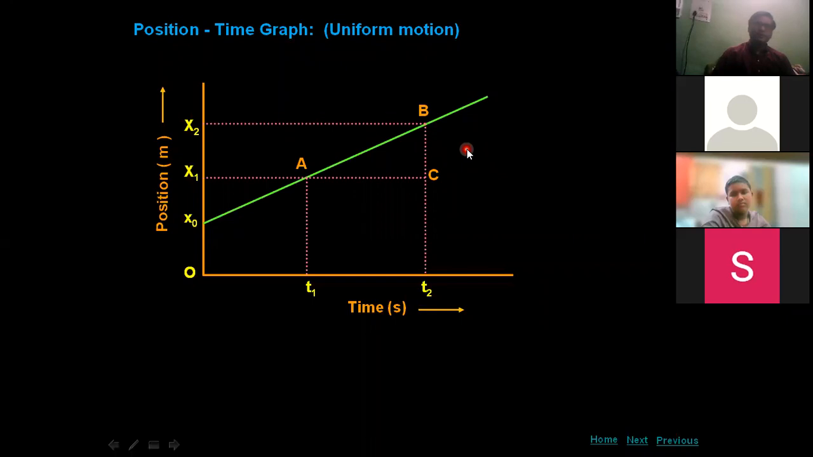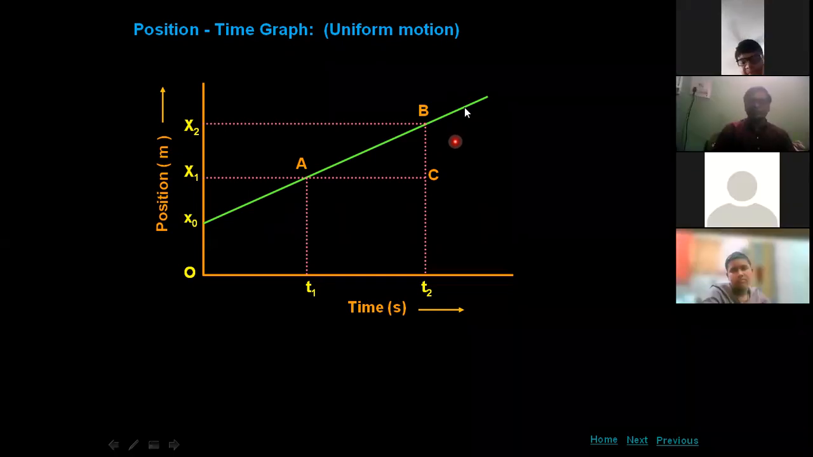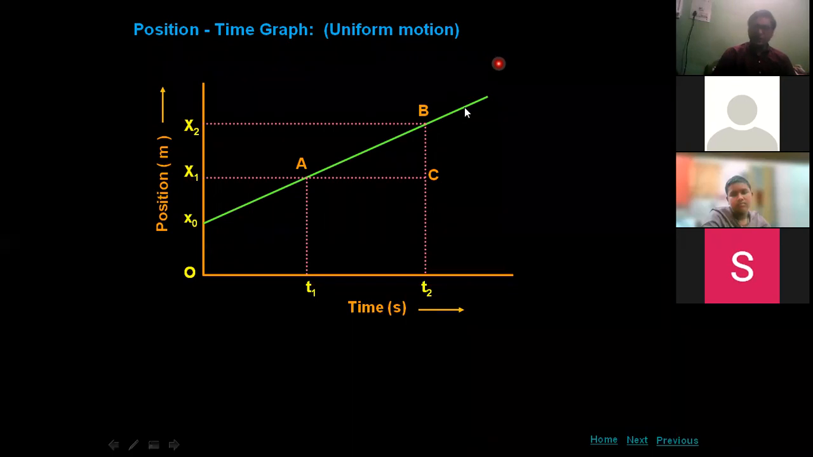So it's a position time graph for the uniform motion. As the heading says, the position time graph for the uniform motion. So who will tell me what is uniform motion? Uniform motion is the motion in which the object covers equal distances in equal intervals of time. That is called uniform motion. So the uniform motion of a particle or of an object is plotted on this graph.